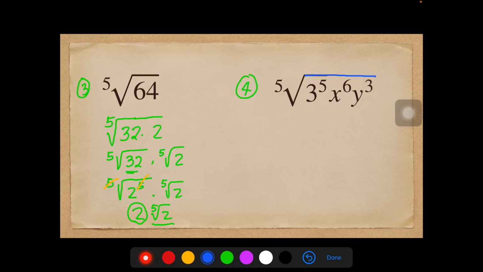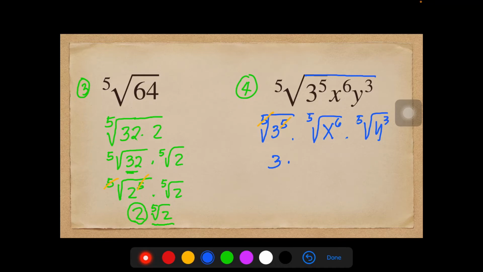So take note, we're going to break them down so that we can come up with simplifying them. The fifth root of 3 to the fifth, that's the first factor. Then we have the fifth root of x to the sixth, and then the fifth root of y cubed. Take note that for the first one, we can cancel that. So it's just 3.